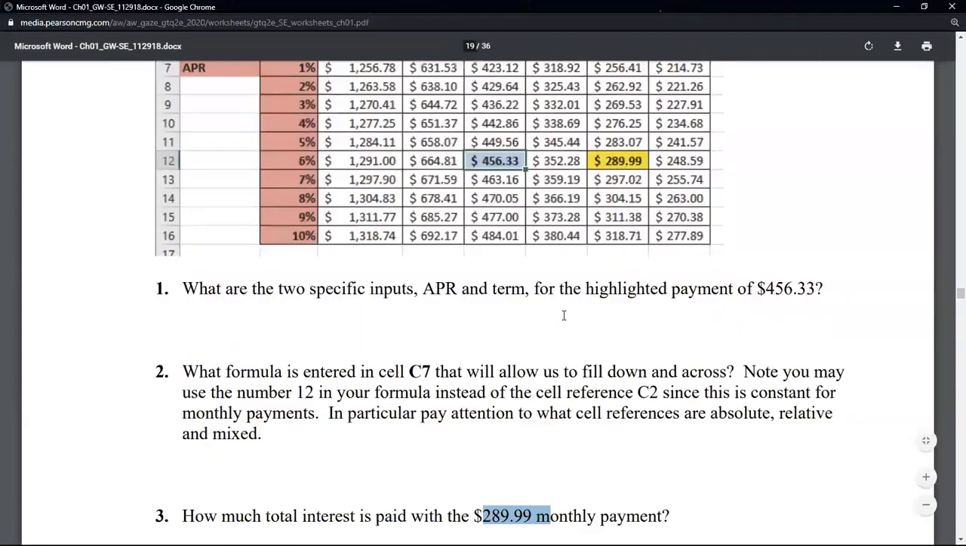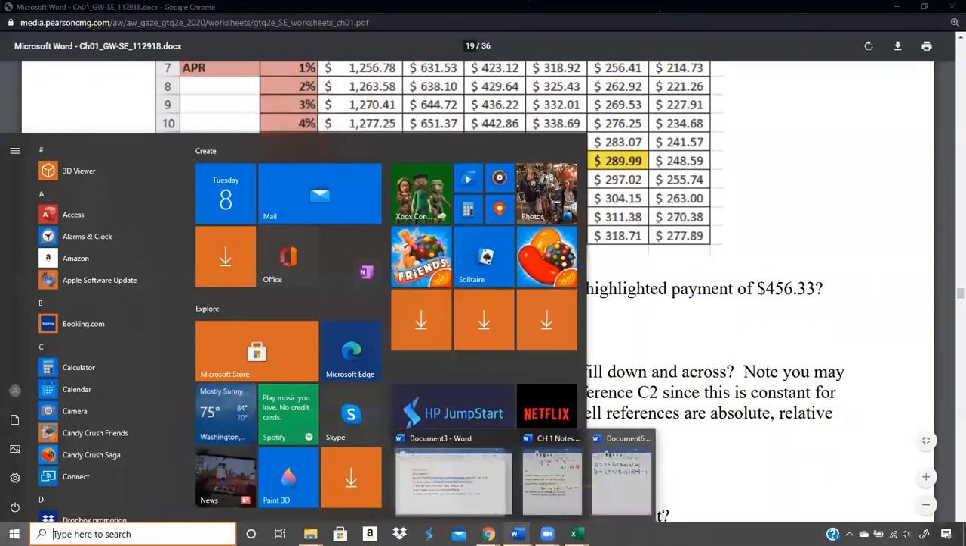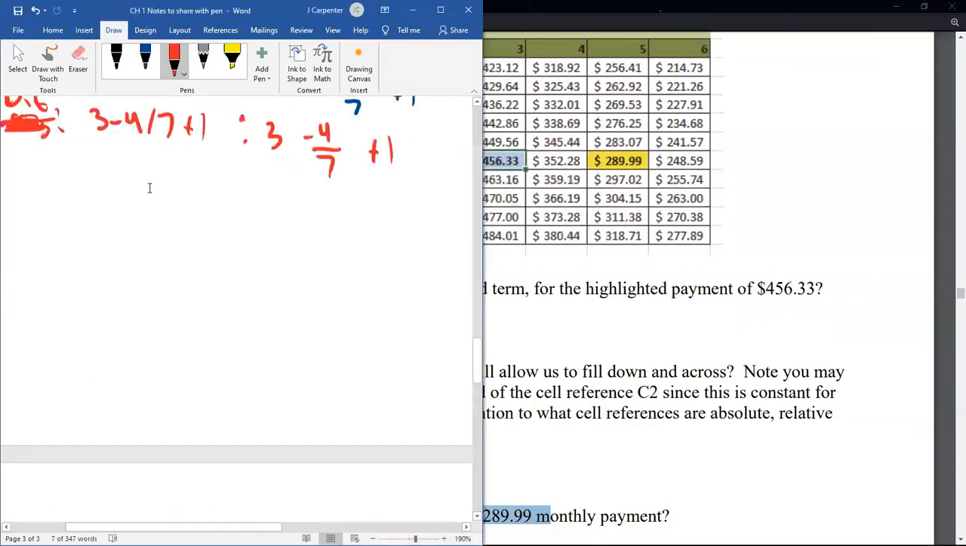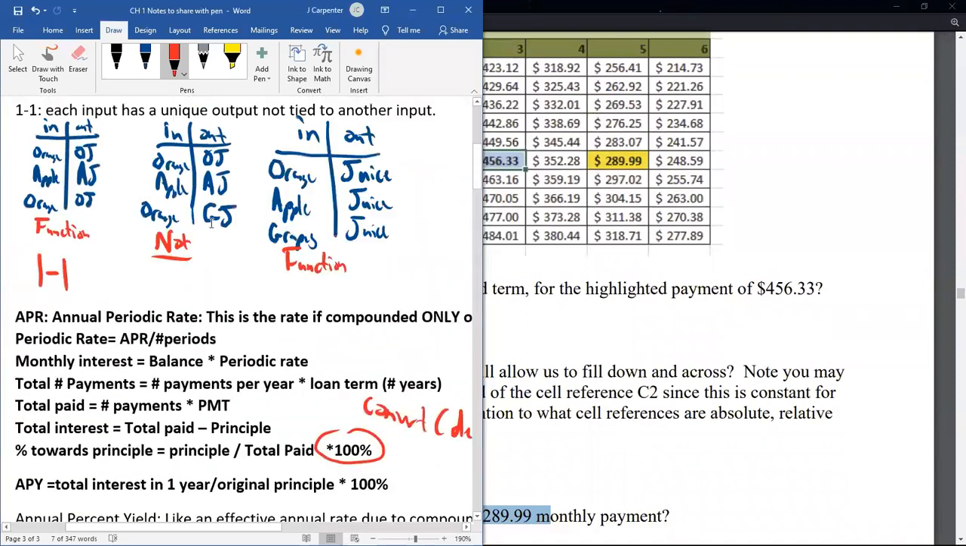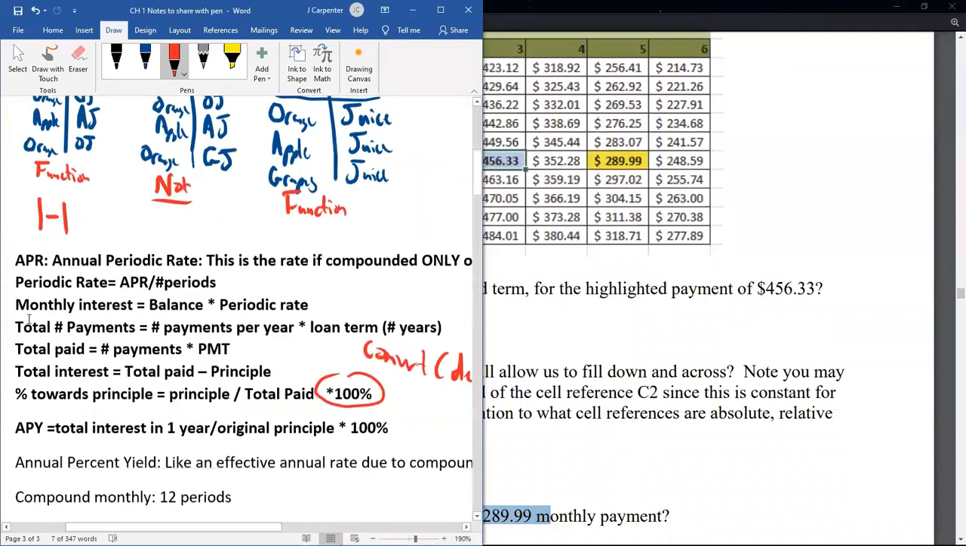All you need is the years, because I gave you some formulas in the chapter 1 notes to share, and they were bolded, and we said they were super important. How do you find your total number of payments? Take the number of payments times the loan term. How do you find the total paid? Number of payments times payments. So you'll be using those. How do you find total interest? Take the total you pay minus the principal you borrow, which was that $15,000. So you'll have 3 steps.